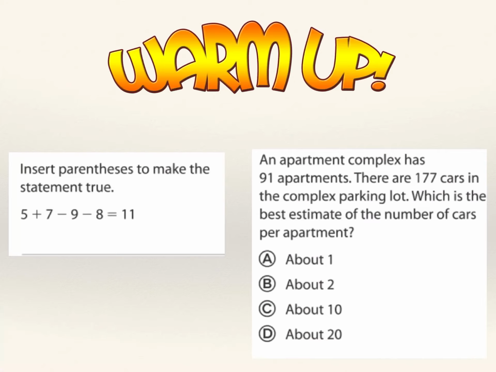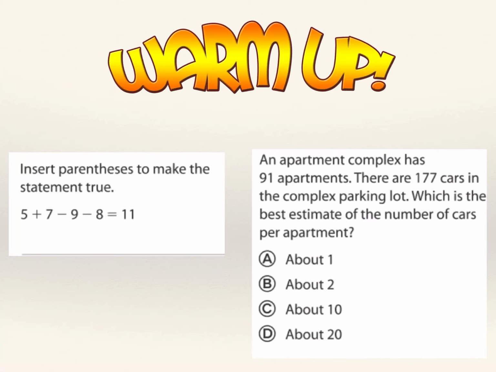Right now, working left to right, 5 plus 7 is 12. Subtracting 9 is 3. Subtracting 8 gives me a negative number. But if I put parentheses in, I can get a solution of 11. That's right. If I put parentheses around the 9 and the 8, I get a difference of 1. 5 plus 7 is 12. Subtract that 1, my total is 11.